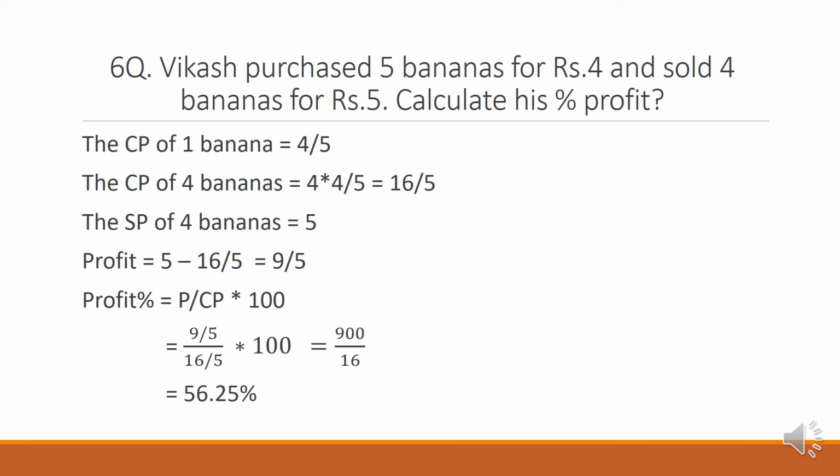Vikas purchased 5 bananas for rupees 4 and sold 4 bananas for rupees 5. Find his profit percentage. He purchased 5 bananas for rupees 4, then the cost price of 1 banana will be 4 by 5. And the cost price of 4 bananas will be 4 into 4 by 5, that is 16 by 5. Here he sold 4 bananas for rupees 5. The selling price of 4 bananas is 5. So here profit is 5 minus 16 by 5, which is equals to 9 by 5.